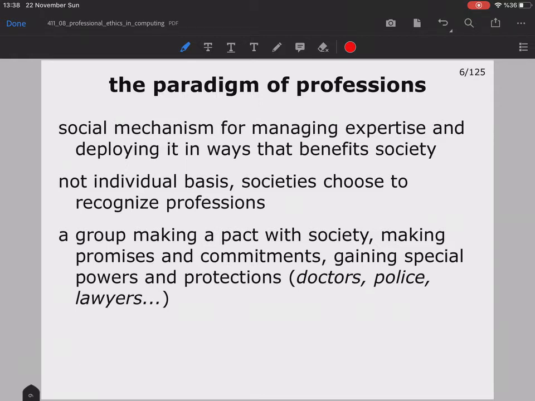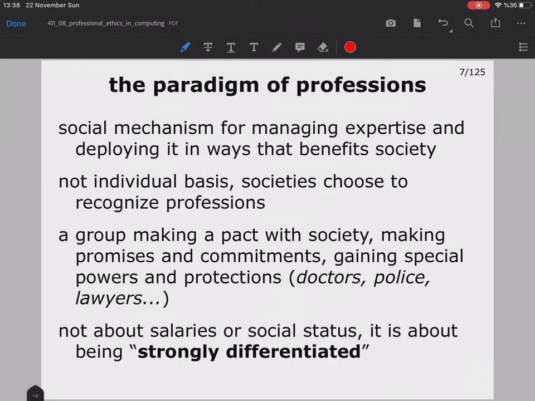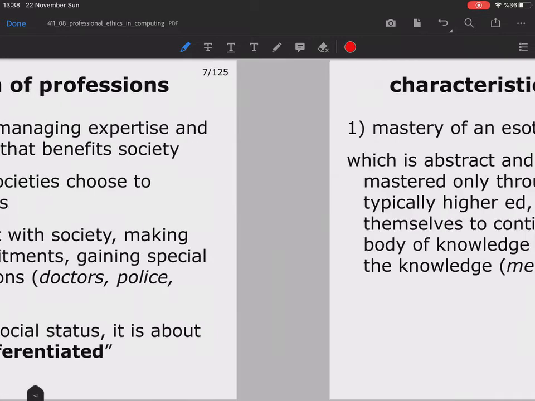For example, the doctors, the police officers, or the lawyers, and so on. There are many different professions that could be given as example. This is not about the salaries, or the social status of people here. It is about being strongly differentiated from other people, other professions, and other citizens. That's the idea about the professions.